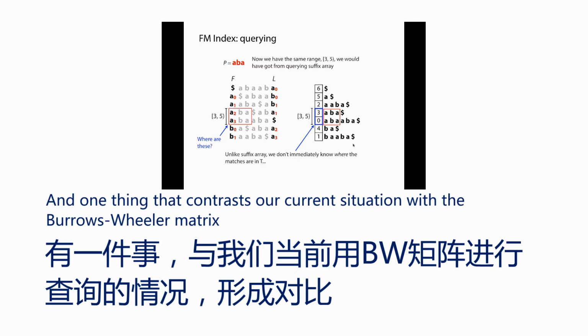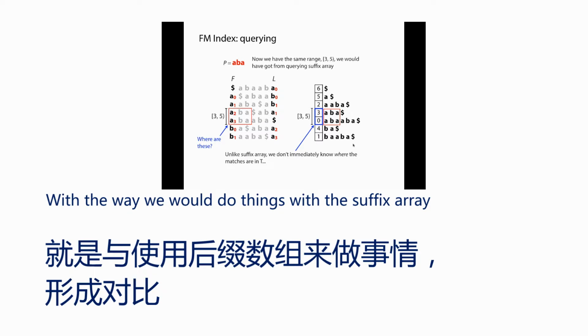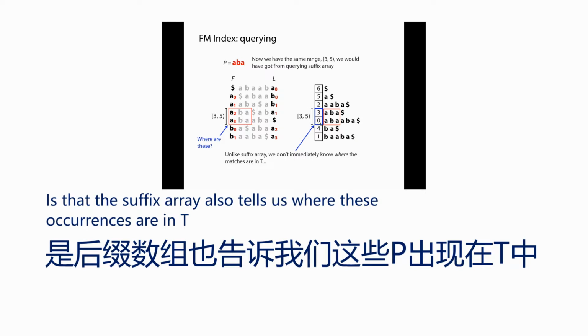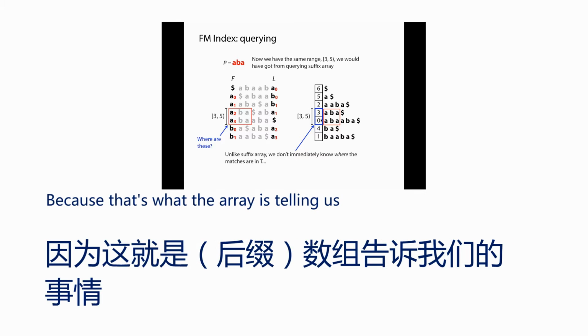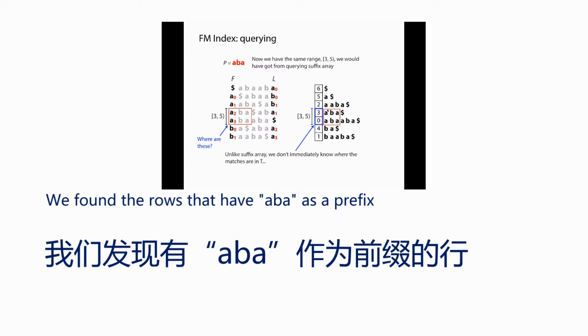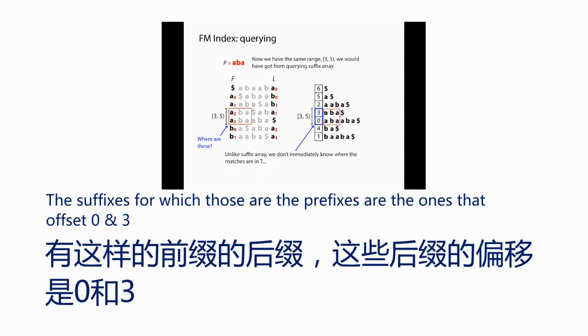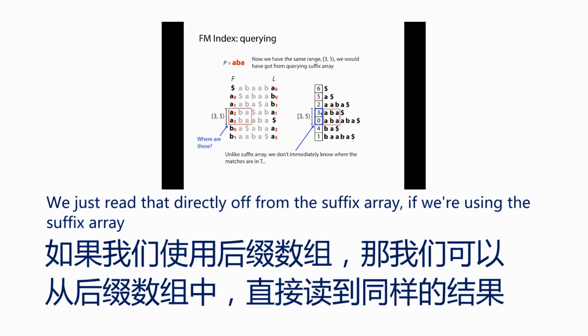Now, one thing that contrasts our current situation with the Burrows-Wheeler matrix, with the way we would do things with the suffix array, is that the suffix array also tells us where these occurrences are in T, right? Because that's what the array is telling us. We found the rows that have ABA as a prefix. The suffixes for which those are the prefixes are the ones at offset 0 and 3. We just read that directly off from the suffix array if we're using the suffix array.